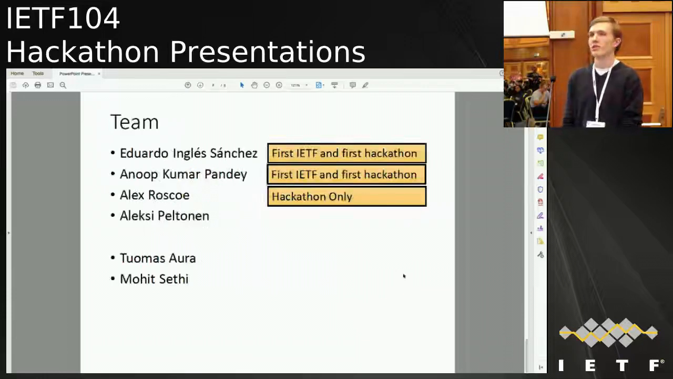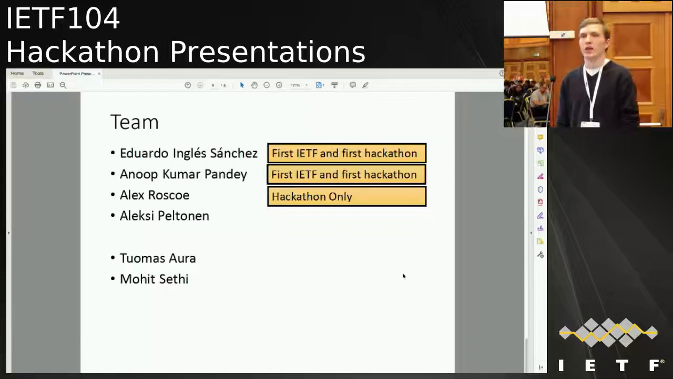In addition to myself, we had a great team consisting of IETF newcomers Eduardo and Anoop, and Alex, who joined us just for the hackathon. And every now and then, we also discussed and worked with the authors of the draft, Tuomas and Mohit. So if any of this sounded interesting, please read the draft, check out the implementation, and join us for EMU on Monday morning. Thank you.